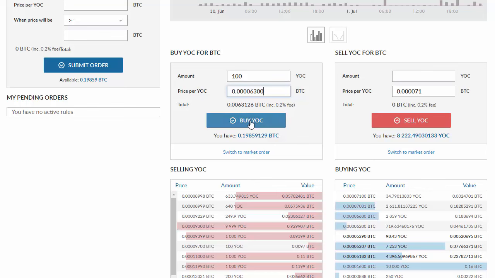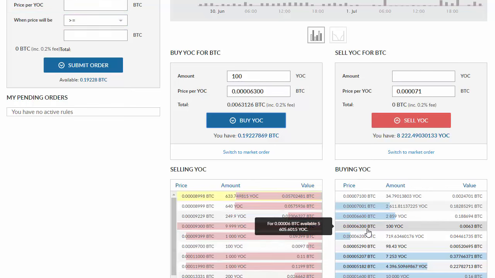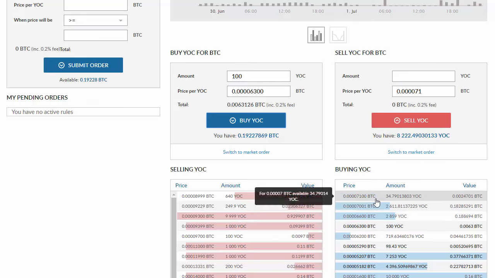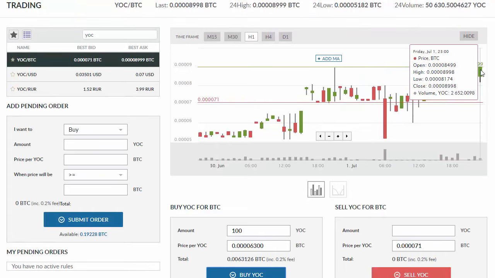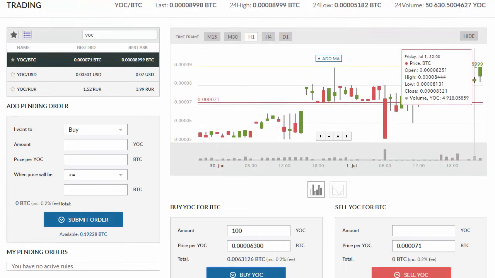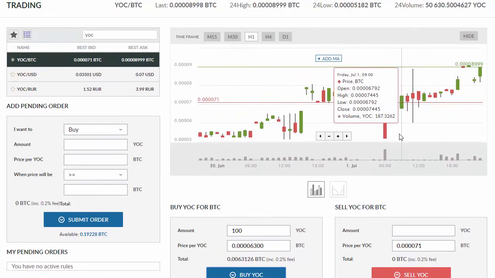So we can click buy, and we've put in a limit buy order for 100 yocoin at 0.63. We can see it here. Our order is sat here. We're buying at 63 microbit price for 100 yocoins. So if the price was to come down, then we'd get that order filled. At the moment we can see the price is up here closer to the 90 microbits, but it may come down, so I'm willing to wait for that order to go.